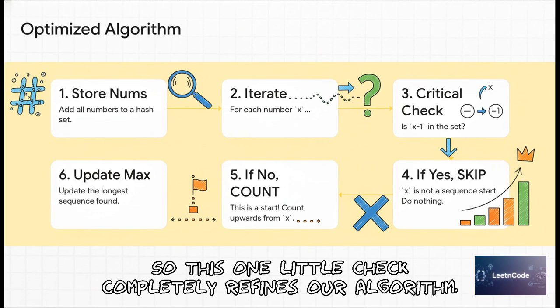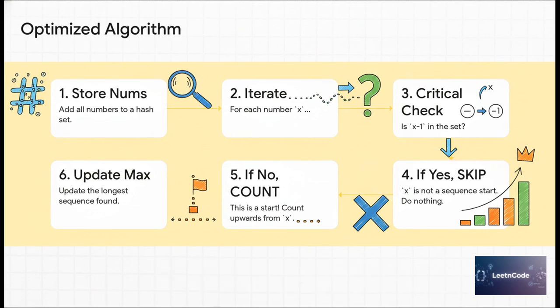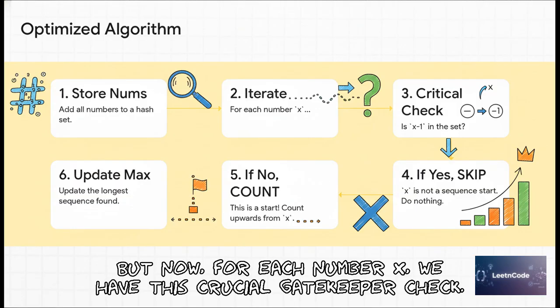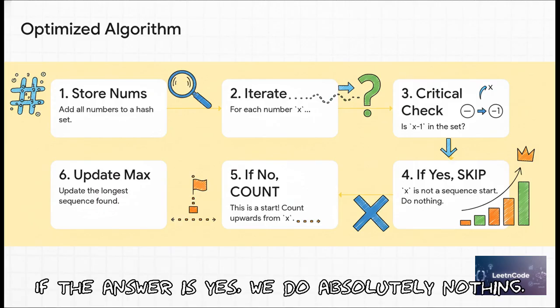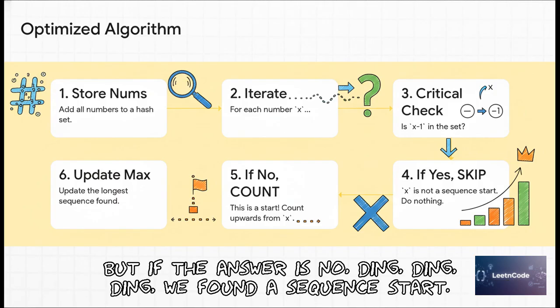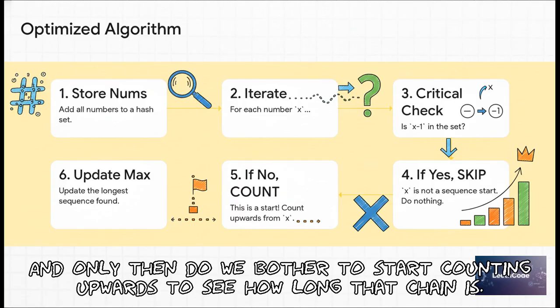So this one little check completely refines our algorithm. We still put everything in a hash set, we still loop through the numbers. But now, for each number x, we have this crucial gatekeeper check: is x minus 1 in the set? If the answer is yes, we do absolutely nothing. We just move on. But if the answer is no, ding, ding, ding, we found a sequence start. And only then do we bother to start counting upwards to see how long that chain is.